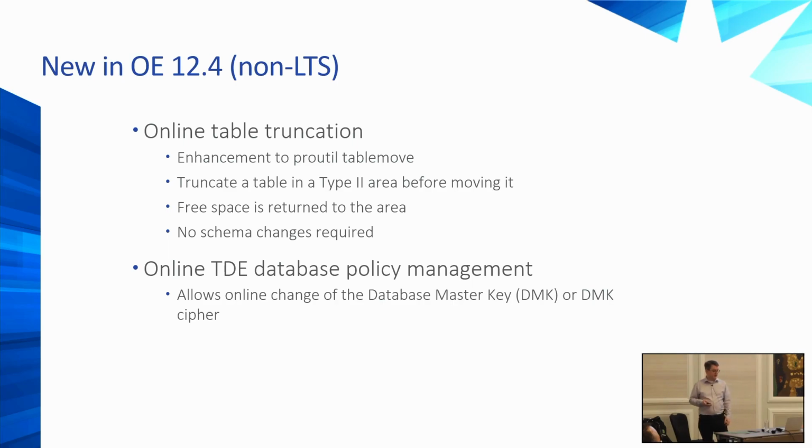We've got a new online table truncation feature in 12.4. So this allows you, let's say you had a large table and you want to just get rid of the data and you want to put it somewhere else, like you're reorganizing a particular storage area. You can purge that table and move it to another area, and the consequence here is that the blocks that used to be in that table will be given back to the free list of the storage area. So it's just a nicer way of being able to reorganize without using the blunt force weapon of dump and load. It does require the table to be in a Type 2 area, and there's no schema change required.